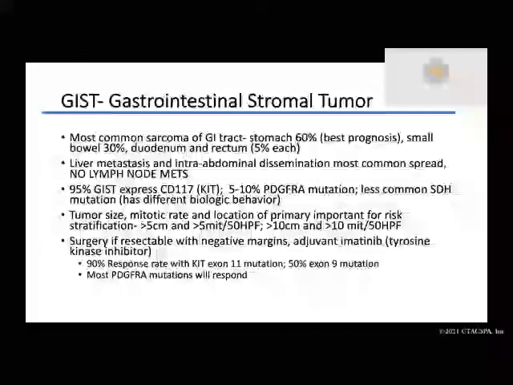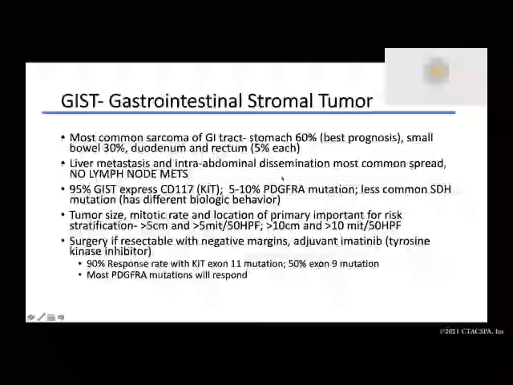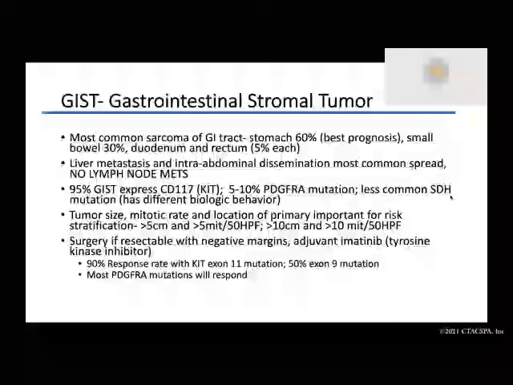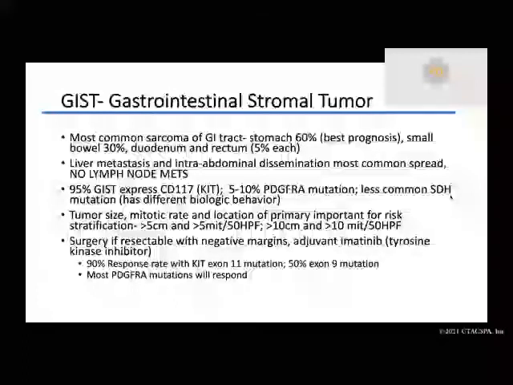Now, again, for your ABSITE, 95% of GIST express KIT, CD117, okay? 5 to 10% have the PDGFRA mutation, okay? Again, sometimes they like to ask you some of the less common mutations. So SDH mutations in GIST, that's the least common, but it's actually highly aggressive. It's a completely different biology, and it has an absolutely terrible prognosis. And again, if you see an SDH mutation, you have to think about those other genetic syndromes.